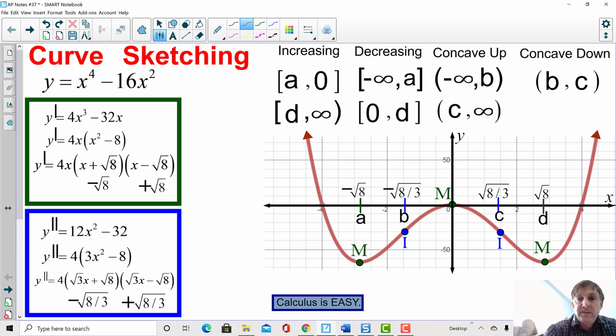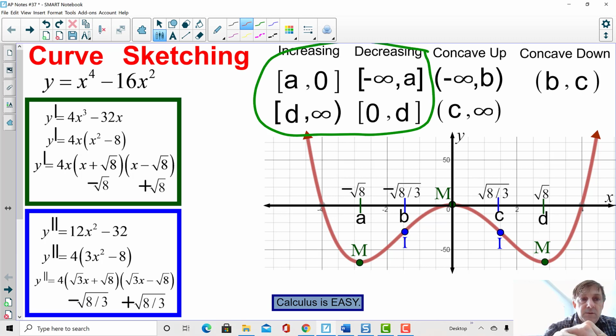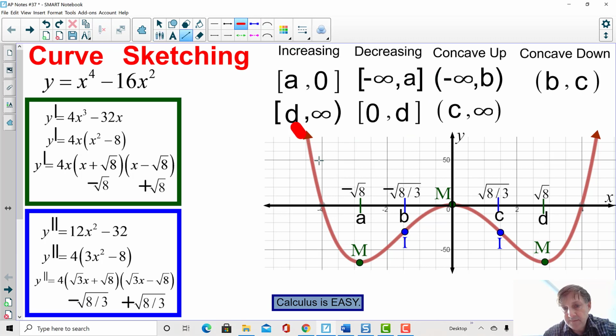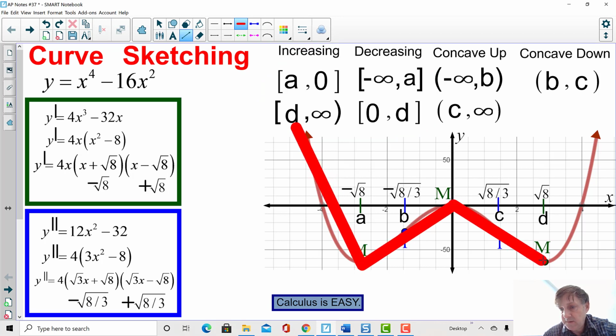Usually when I sketch the function, I'll just draw the increasing and decreasing part first. So it might look something like this. Normally I would have it decrease until here, and increase till here, and decrease till here, and increase till there. So I haven't added the curvature yet.